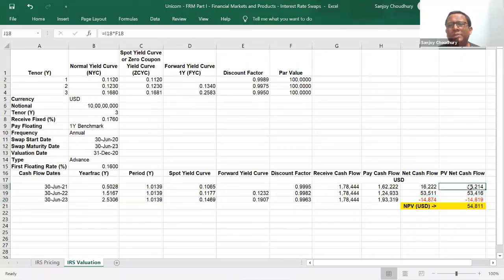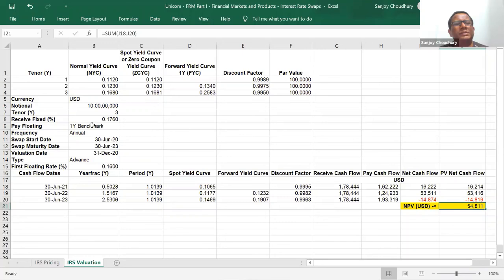Then you calculate the present value of these cash flows. So all these cash flows, what is the value now? The present value of the 1 year cash flow is 16,214. The present value of the 2 year cash flow, these are all multiplied by the respective discount factors, is 53,416, and negative 14,874, and after 3 years it is valued at negative 819. You sum these, which is my NPV, giving us 54,811. So this is a positive NPV or NTM.